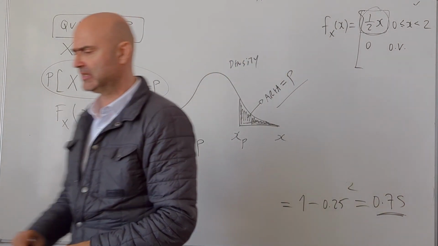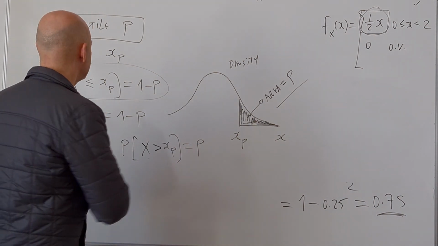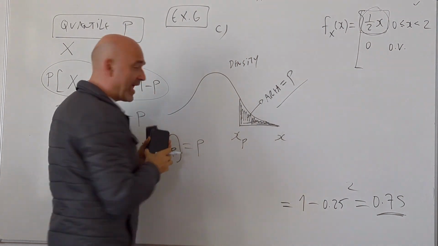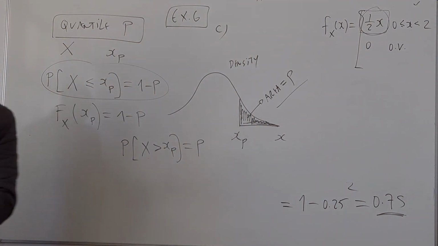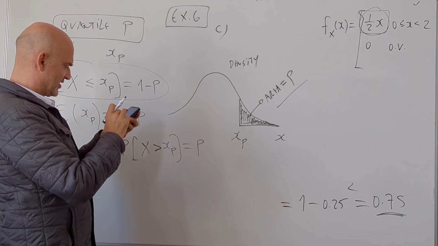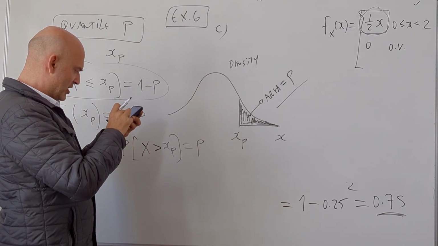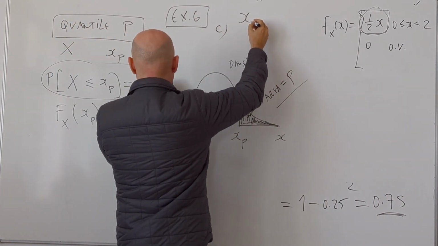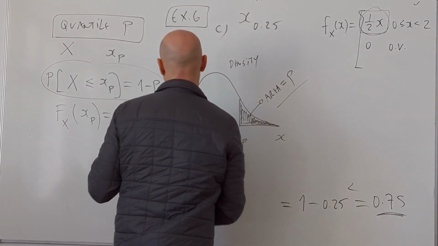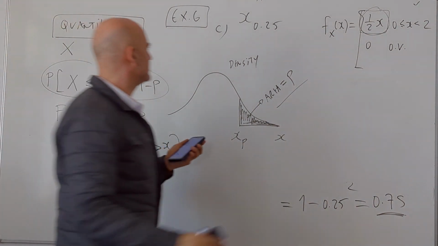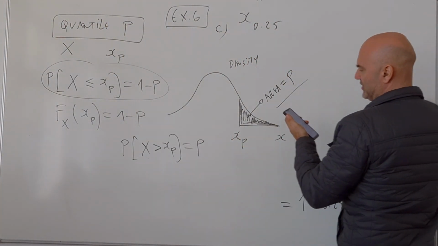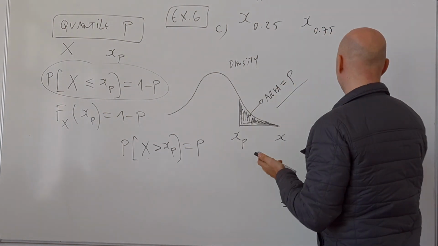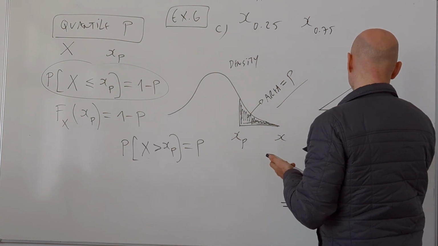So now I only will put exercise 6 and C as homework, for you to try to do this exercise. And here we want 2 quantiles. We want the quantile 0.25 and we want the quantile 0.75. I will put only one of them here.